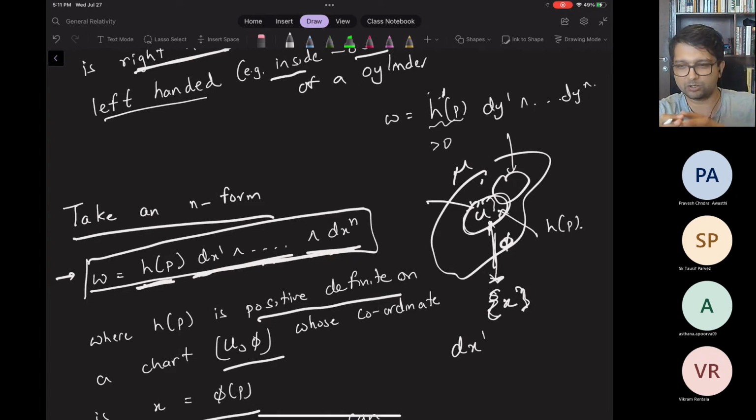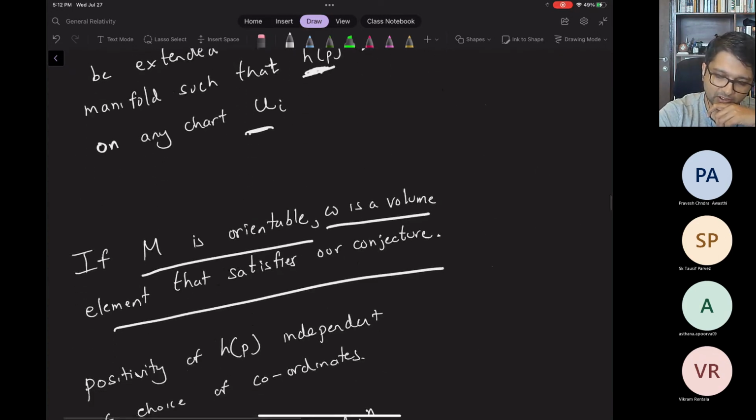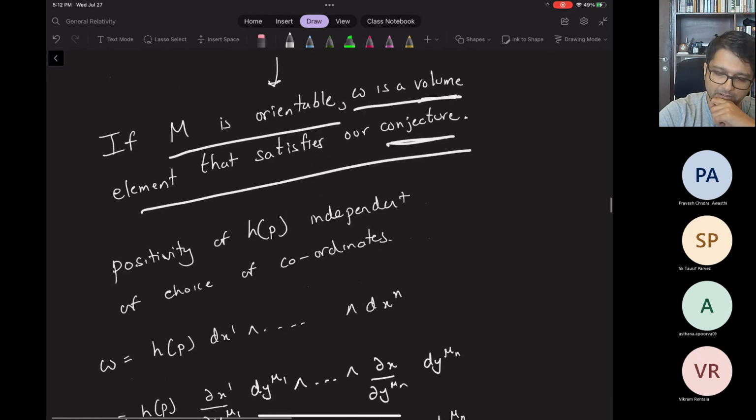then I can go on defining omega patchwise over all patches on the manifold. And everywhere on the manifold, I can find positive functions like this, strictly positive, that is, not zero anywhere. That means the entire n-form omega is non-zero everywhere on the manifold. We'll show that on an orientable manifold, you can always find such an omega, and therefore it will be a volume element that satisfies our conjecture, that there is a non-zero n-form on the manifold.